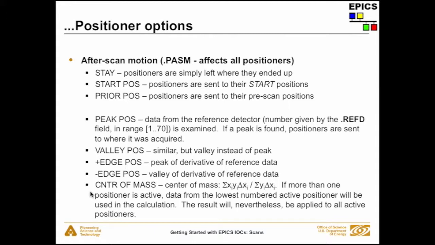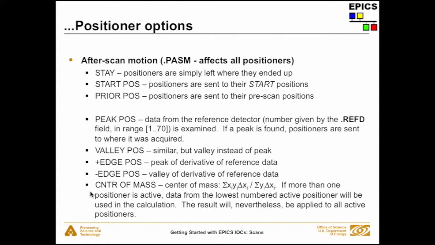The other ones depend on data, and what the scan record does is it looks at the data from the detector whose number is given by the REFD field. If, for example, you select peak position and the scan record finds a peak in that data, it will send the motors to where they were when that peak was acquired. Valley position is the same, except for the valley, and edge and minus edge are the same, except it's the derivative of the data, not the data.